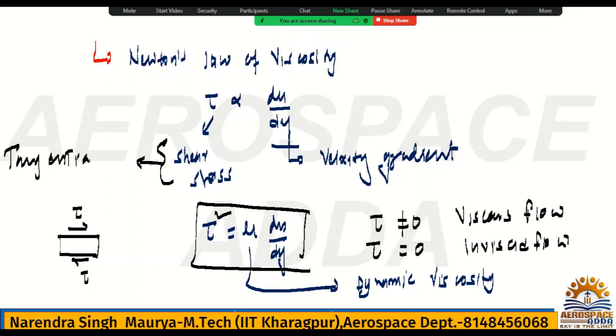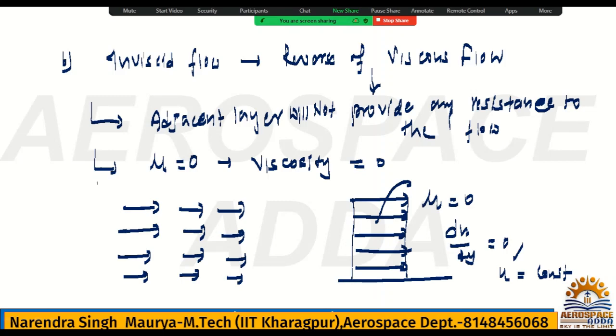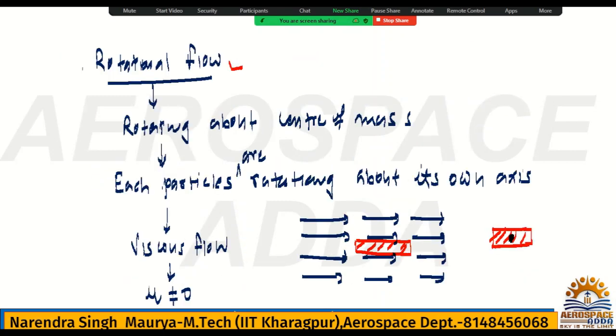In other words, tangential, it is called tangential stress. Okay, it should be very clear. So if it is viscous flow, that means tau will not be zero, because I told you rotational flow will be viscous flow. So let me complete this. If it is rotational flow, it must be viscous flow. If it is viscous flow, definitely shear stress will be acting like this.